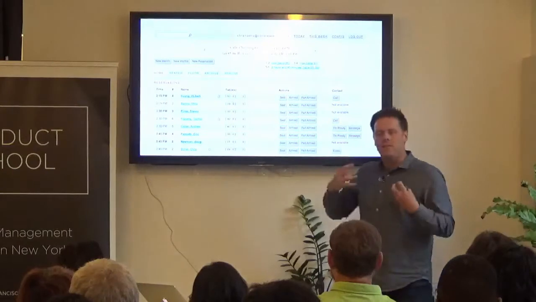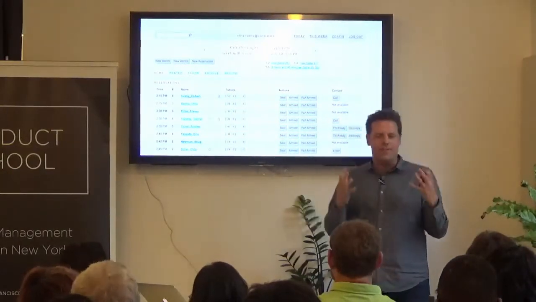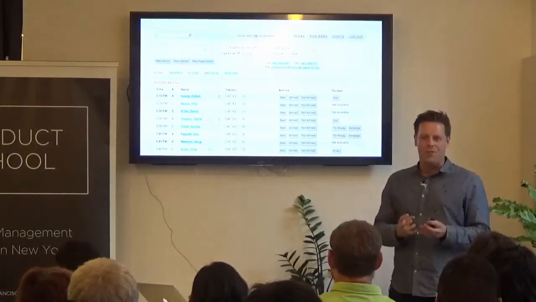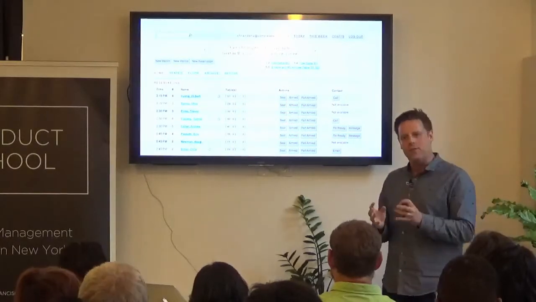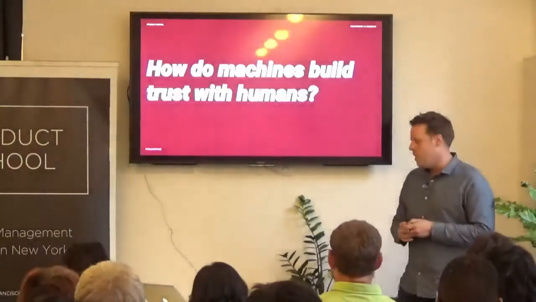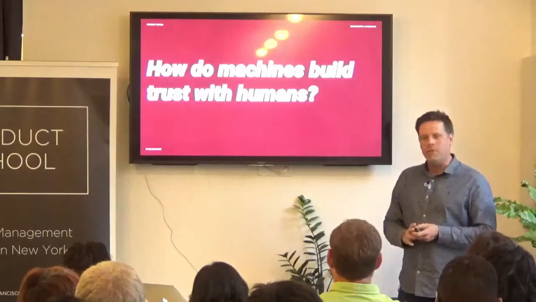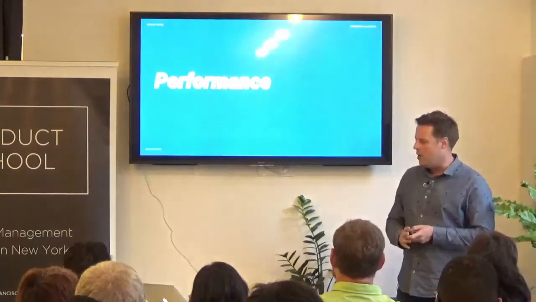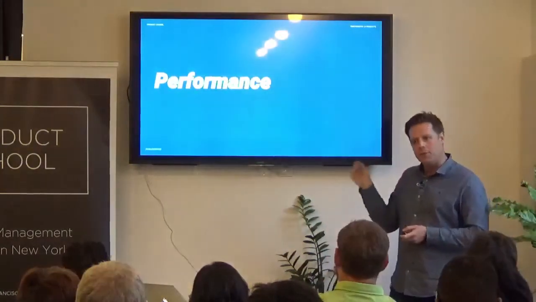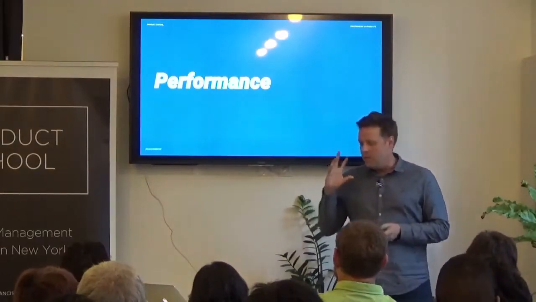And so, anyways, I just want to make sure it's clear. It does matter that people trust your software, that they trust your services, they trust your apps. And so, how do machines actually build trust with humans? And so, looking back to the performance, accountability, and transparency, I think there's a couple key points here.